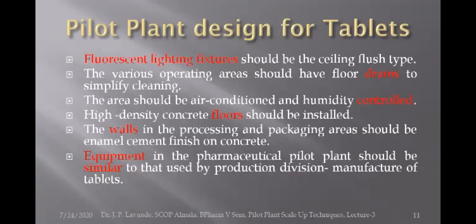The area should be a controlled one. The control refers to the air conditioning and the humidity. The area should be air conditioned and humidity controlled. The floors should be high density concrete floors. The walls in the processing and packaging areas should be enamel cement finish on concrete so that it is easy to clean, easy to wash.